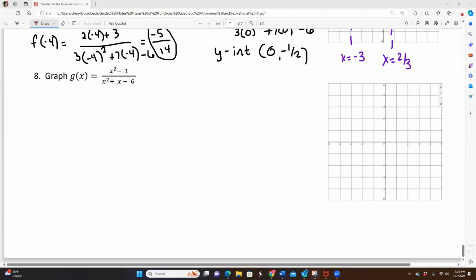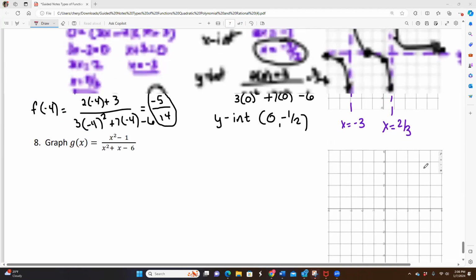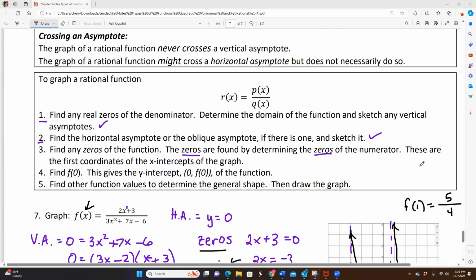In this video, once again, we're going to look at graphing a rational function. This is the last one we're going to try, so we're going to do it step by step. As a reminder, to graph a rational function, first we identify any zeros of the denominator, and that will help us find the vertical asymptotes.